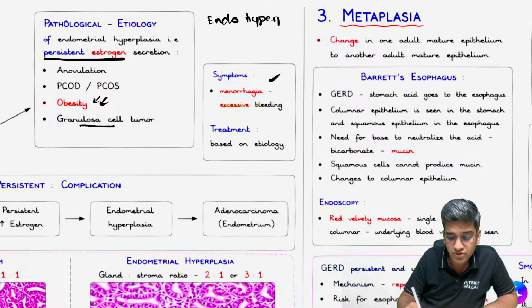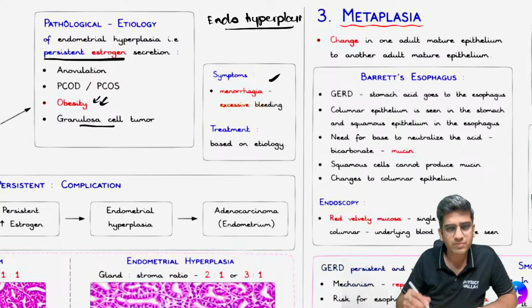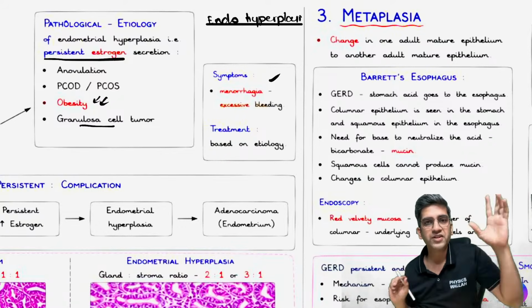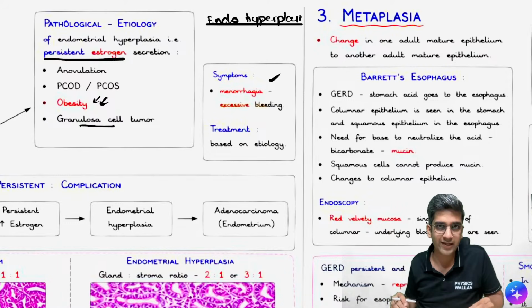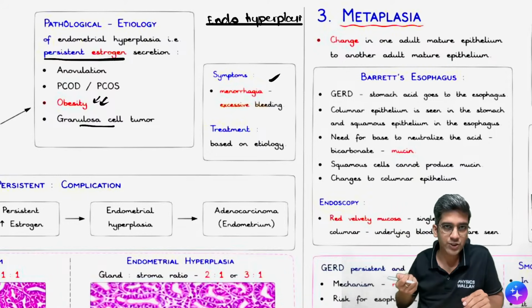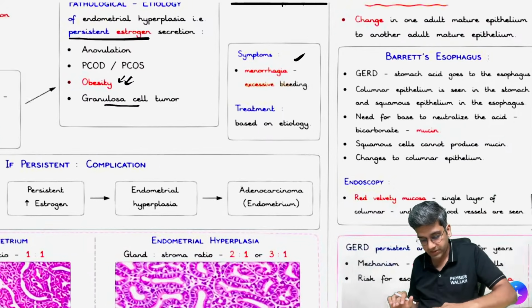So how do I diagnose an endometrial hyperplasia? Patient comes with the symptom. Now you must have gone to the OBG postings. You must have definitely seen patients coming with abnormal uterine bleeding. You do a uterine curettage. You take the sample, give it to the pathologist. So what I see in microscopy is this.